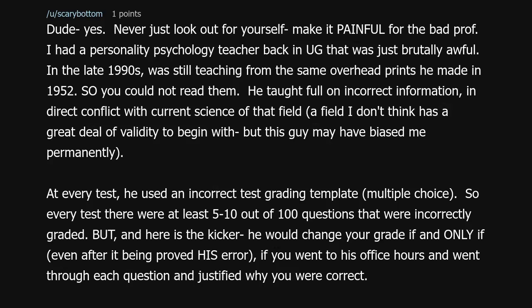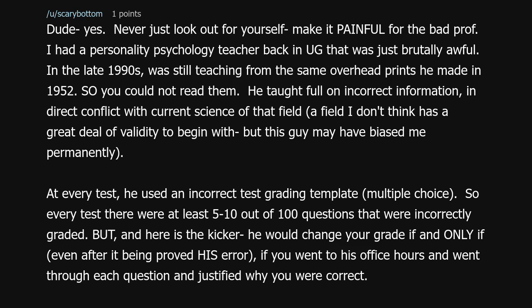Dude, yes. Never just look out for yourself, make it painful for the bad professor. I had a personality psychology teacher back in undergrad that was just brutally awful. In the late 1990s, he was still teaching from the same overhead prints he made in 1952. So you could not read them. He taught full-on incorrect information, in direct conflict with the current science of that field.